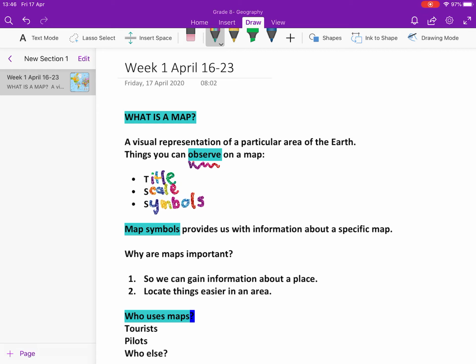And then lastly, we're going to look at symbols. The symbols can be symbols of where you can find a shop, or a river or a mountain, or where you can find houses, a church, a cemetery, and so on. We will look at those kinds of symbols later on in more detail. Map symbols provide us with information about a specific map.